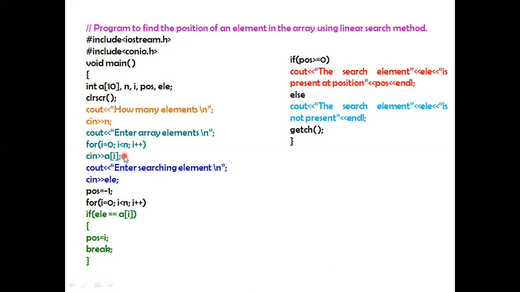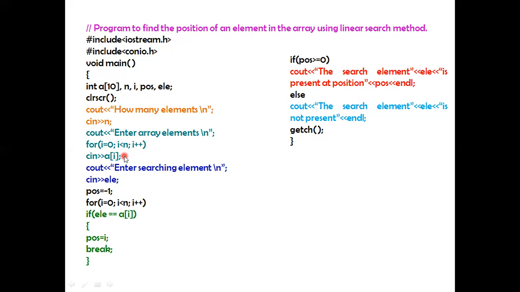Again, it goes to for loop. i gets incremented by plus 1. i becomes this time 2. Last time 1, this time 2. Again, the updated value of i is compared with n. What is the value of n? 5. 2 is less than 5. Yes, it is true. Condition true means again this input statement will execute. See cin extraction a of i. a of i means a of 2. The third value which is given by the user will be stored in the location a of 2.